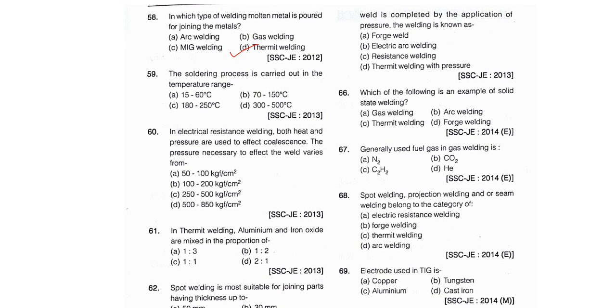The soldering process is carried out in a temperature range of 50 to 60, 70 to 150, or 180 to 250 degrees. The correct answer is 180 to 250 degrees. Then in electric resistance welding, both heat and pressure are used to effect coalescence. The pressure necessary to effect the weld varies from 50 to 100 kgf per square centimeter, 100 to 120, 250 to 500, or 500 to 850. The correct answer is option C. In electric resistance welding, both heat and pressure are applied. That is one thing.